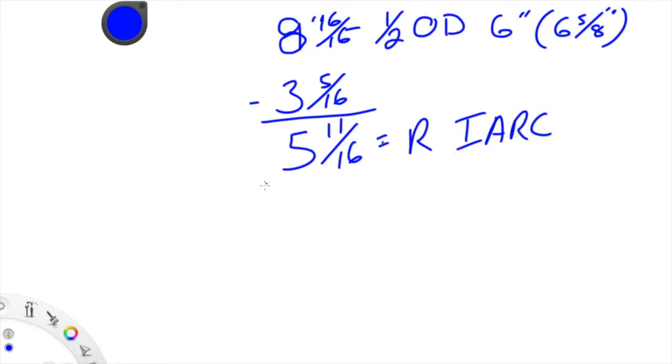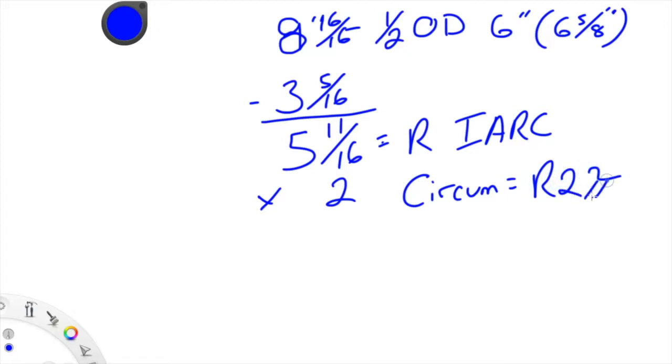Now we've got to multiply that 5 and 11/16 times 2 to get the diameter, because to solve this we've got to know the circumference. To get circumference is diameter times pi. Well, what we have right here is radius, so circumference is radius times 2 times pi.